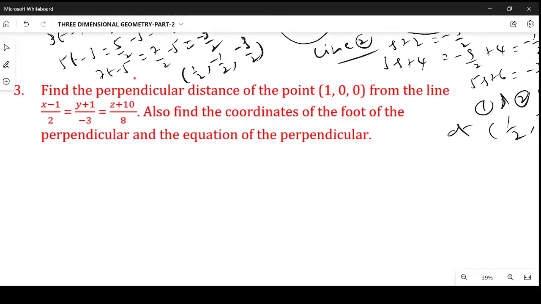Now question number 3 I am going to explain. See the question number 3 now. Find the perpendicular distance of the point (1, 0, 0) from the line. Also find the coordinates of the foot of the perpendicular and the equation of the perpendicular. They are asking for the equation of the perpendicular also. That also we should find.